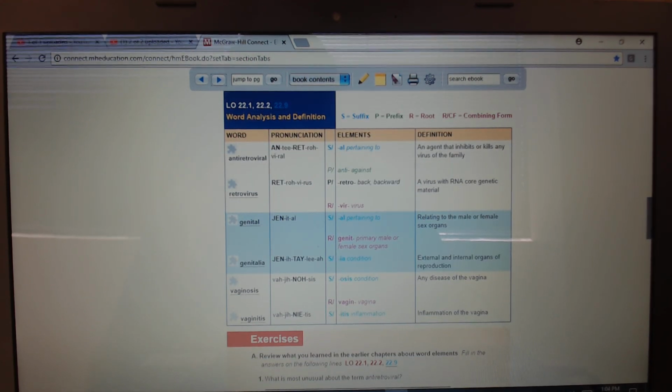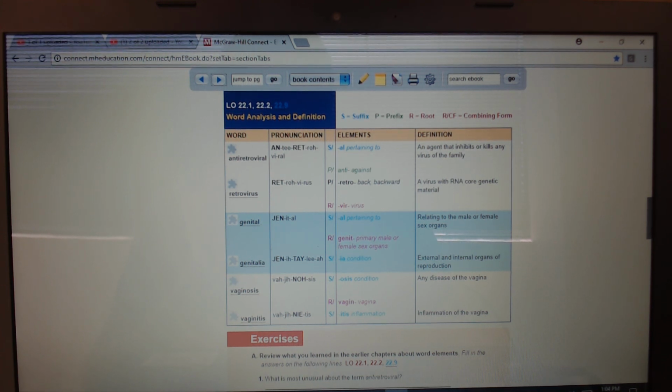Antiretroviral: retro means back or backward, vir means virus. So an antiretroviral is an agent that inhibits or kills any virus of the family. A retrovirus is a virus with RNA core genetic material. Genital or genitalia: genit is primary male or female sex organs. So genital means related to the male or female sex organs. Genitalia are the external and internal organs of reproduction.